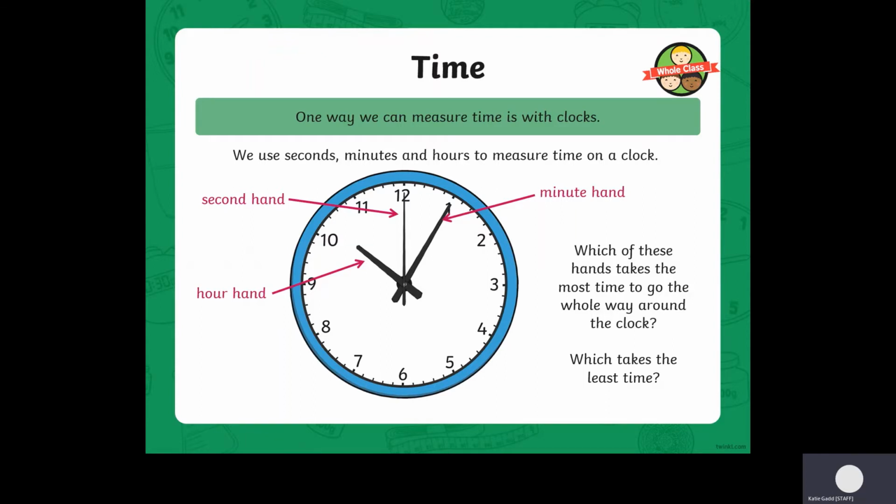So we use seconds, minutes, and hours to measure time on a clock. So here we've got the hour hand, that is the smallest hand. The second hand is very similar to the minute hand, but it is slightly thinner. And this is the minute hand, so this points to how many minutes have passed in that hour.